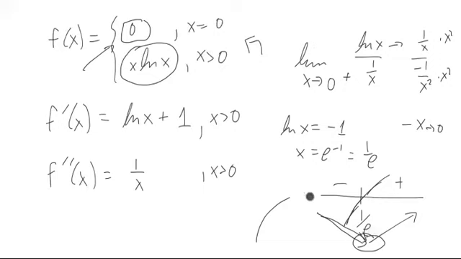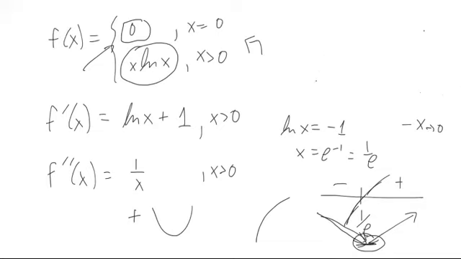So we know we have a minimum at 1 over e, and we got that information from the first derivative. Now the second derivative: notice there's no real domain issues as long as we're away from 0, and there's no places where it could be 0, so it's always going to be the same sign. In fact, it's always positive. We're always concave up. This gives us a good indication of how the graph is going to look.